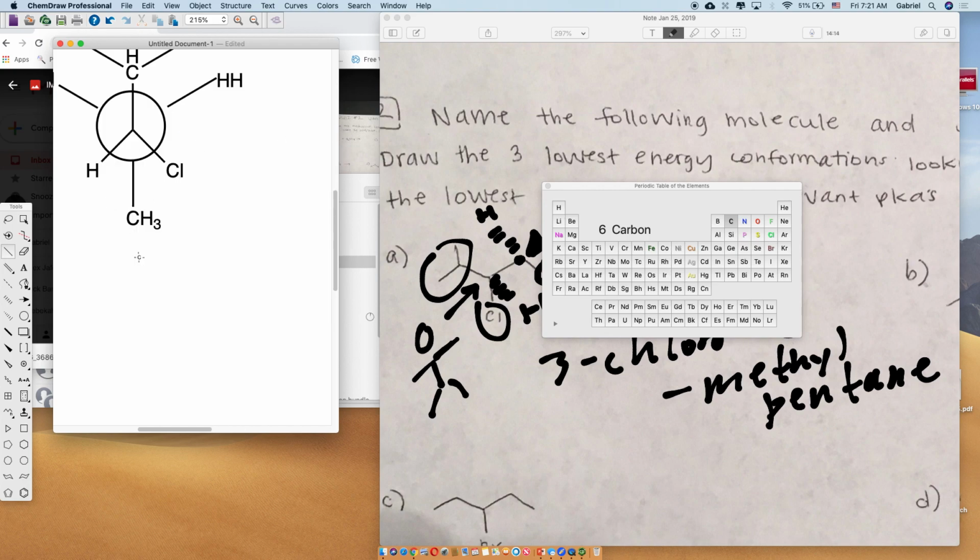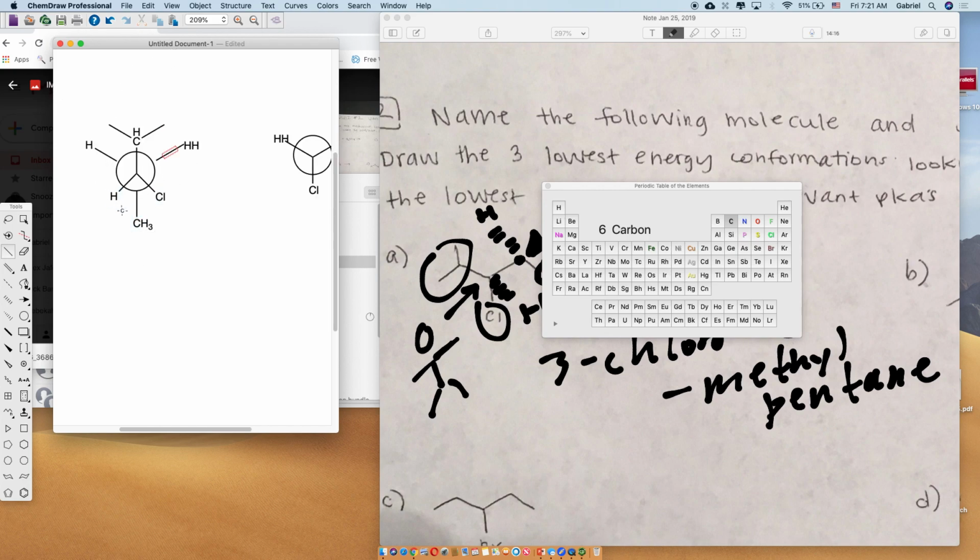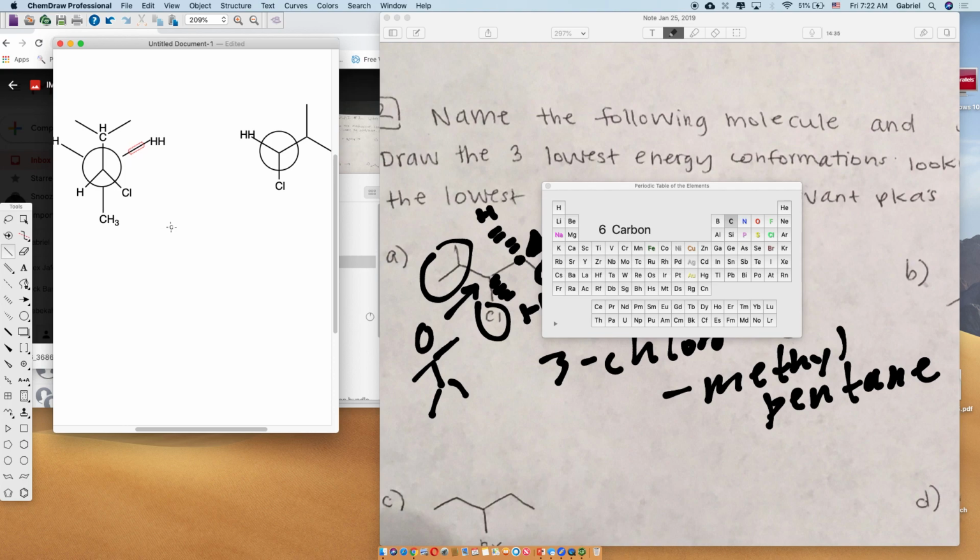So how do you think we should rotate this molecule so we can get the methyl group and the chloro group as far away from each other as possible? It would make sense to take this methyl group over here and rotate it over there.